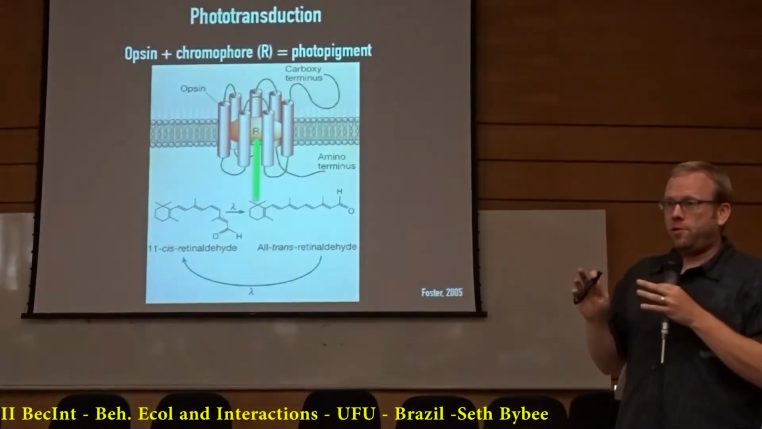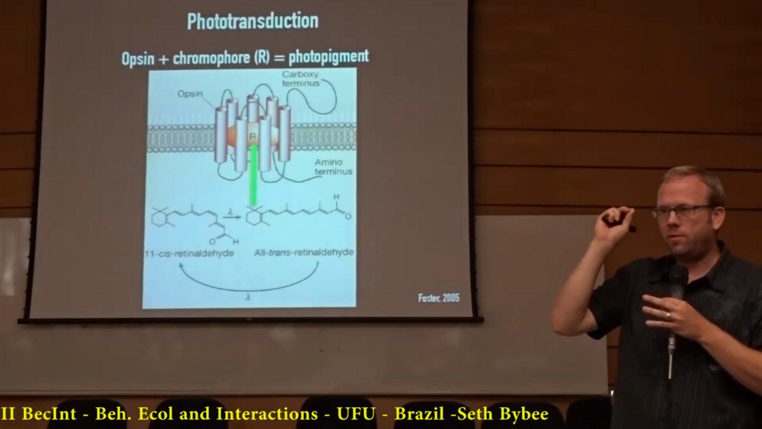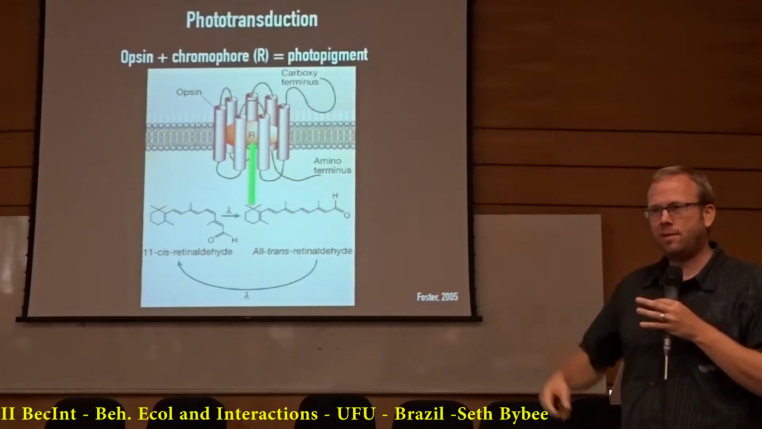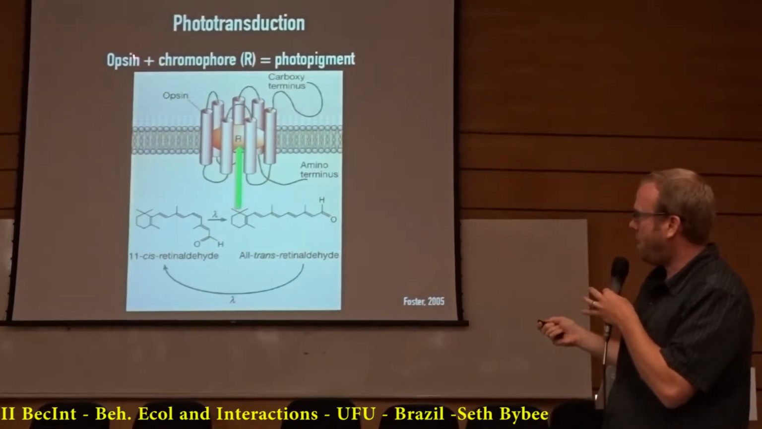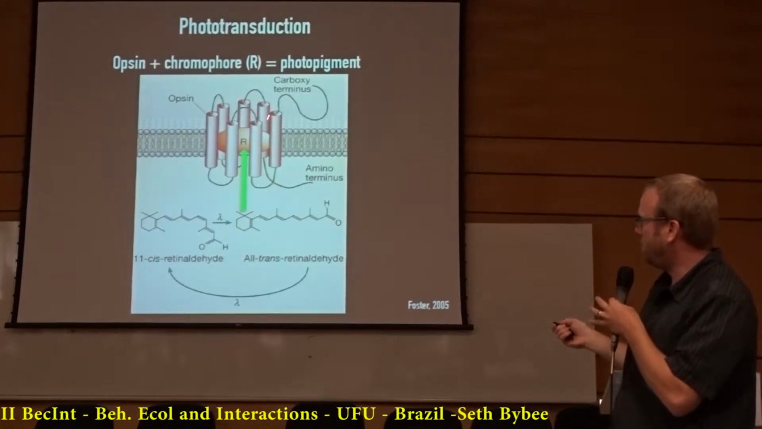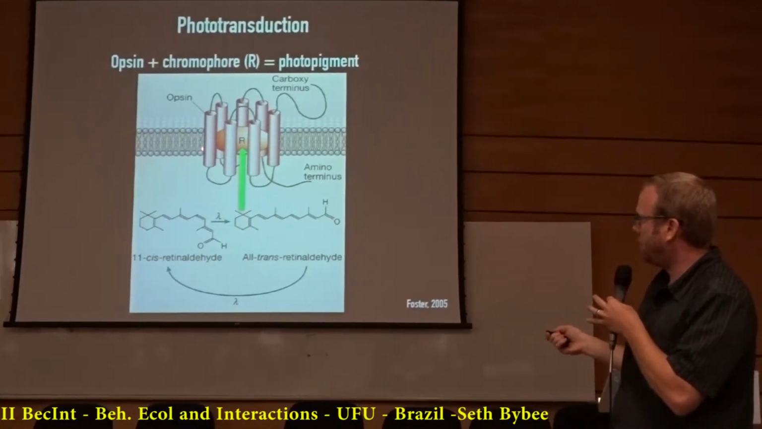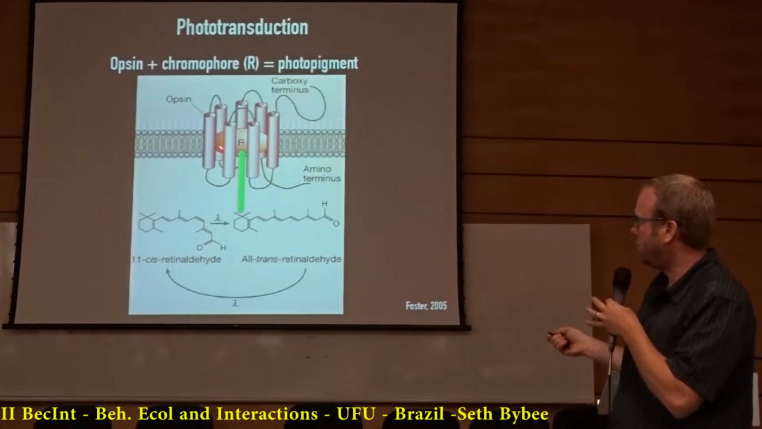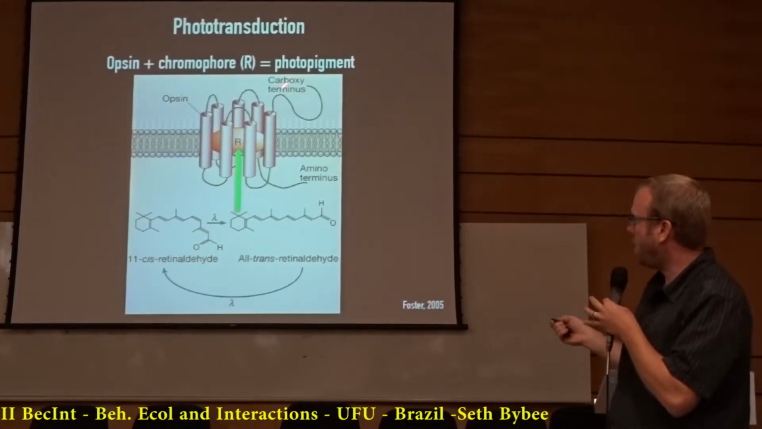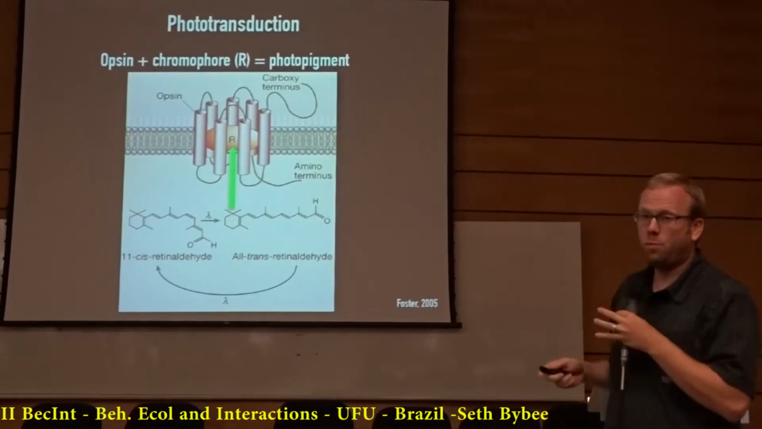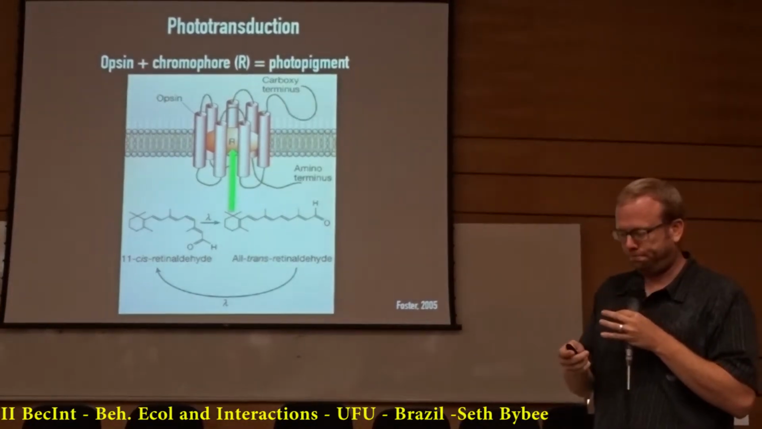All right, so phototransduction. That's a big fancy scientific word for vision, right? Okay, and this is where you have the opsin gene, which is shown here in these pillars, and how they interact with the chromophore, which is this internal structure here represented by the R, and together those are called a photopigment. Okay?